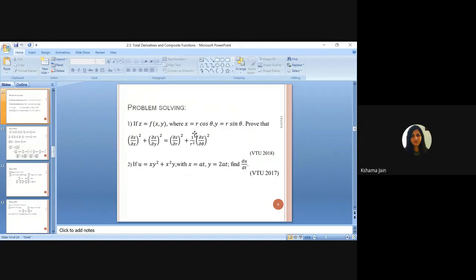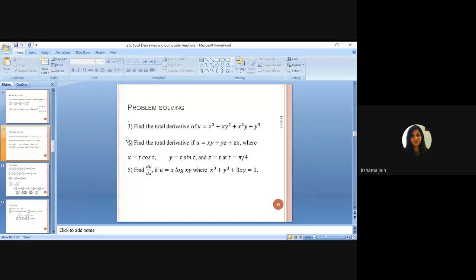Questions are here. Find the total derivative of u equals this. The third question is incomplete. Fourth question: find the total derivative of u equals this, where x equals t, y equals this, and z equals t, and t equals pi by 4. Total derivative means if I need to find del u by del t, du by dt, I can't find it directly. I need to take the help of x, y, and z. So del u by del x into del x by del t plus del u by del y into del y by del t plus del u by del z into del z by del t.